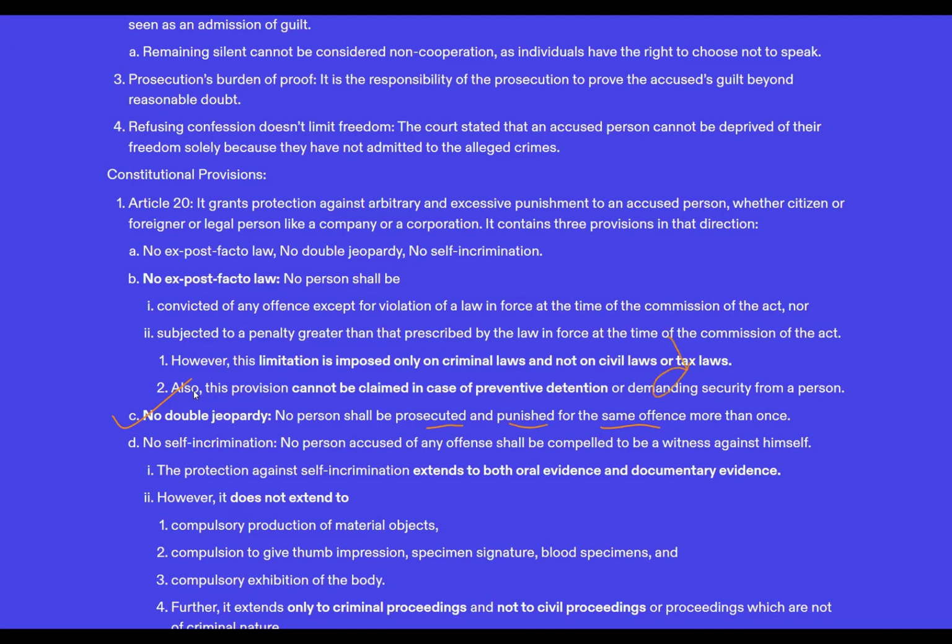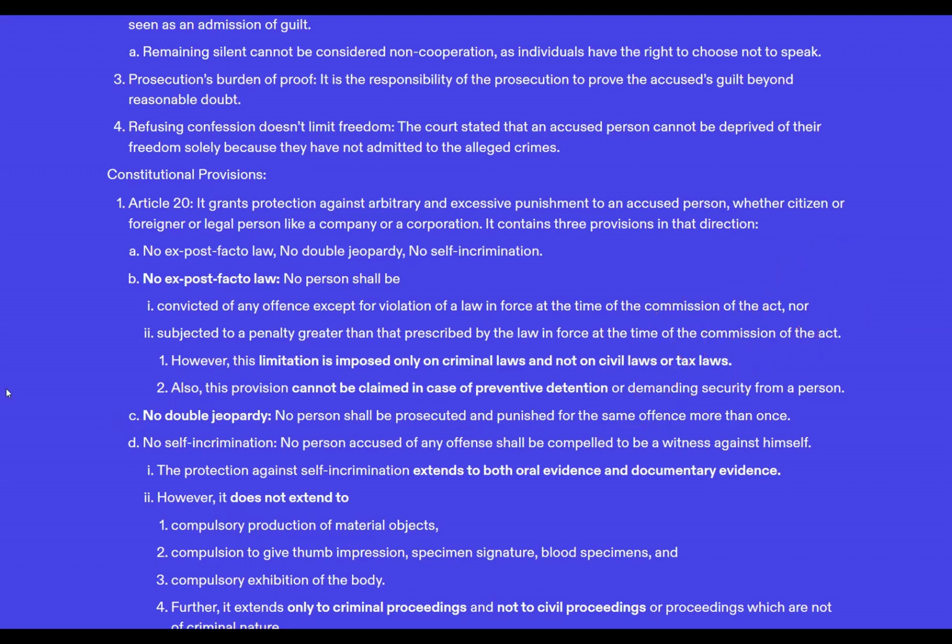However, this does not apply to departmental inquiries. Suppose somebody is an IAS officer and has been charged with an offense of corruption or bribery. Then he can be punished by law, by the judiciary. Side by side, his department can also initiate an inquiry. That means departmental inquiries are not covered under the double jeopardy clause. This is the second clause under Article 20.